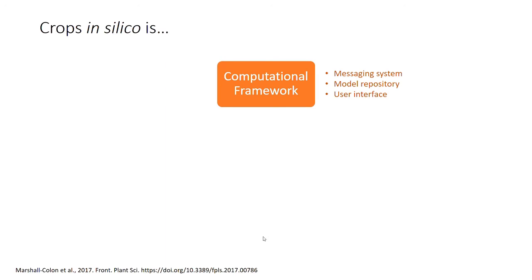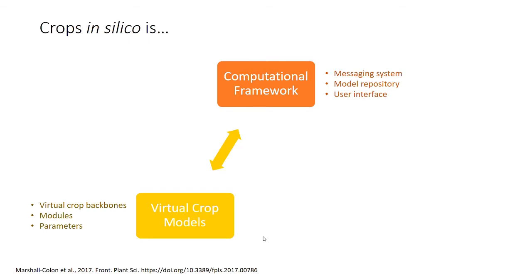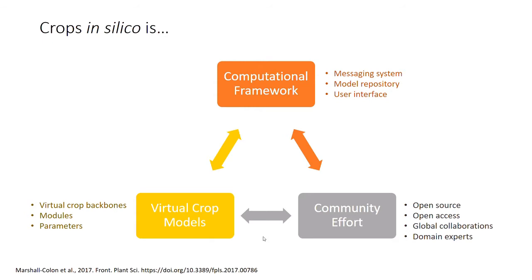And we built this project around three components. The first is a computational framework. So that's the first piece that we need, is this messaging system to allow communication between these very diverse models. And so then, of course, the other component is the virtual crop models that we can treat as modules that we want to link together in this framework to build accurate representation of these crops. But to really do that, it has to be a community effort, since no individual lab has all of the models needed or all of the parameter files necessary to build these virtual crop plants.